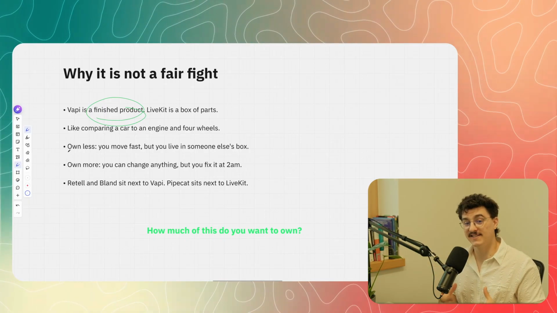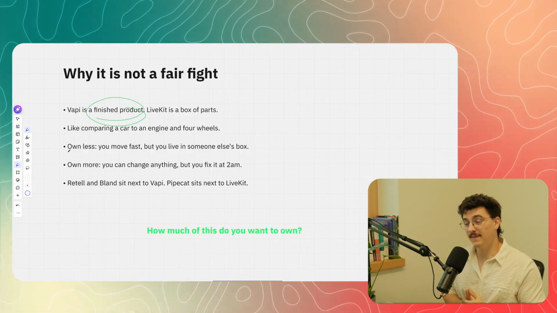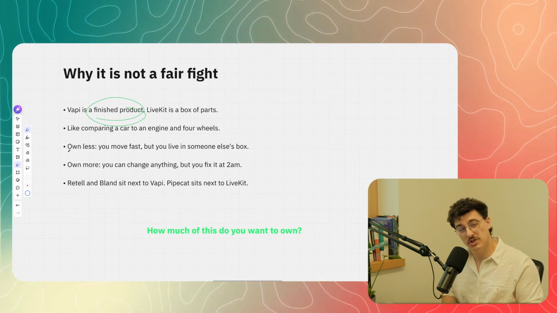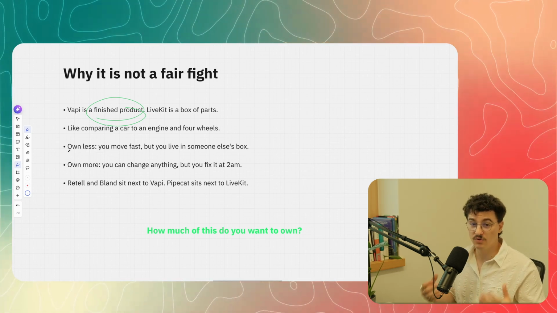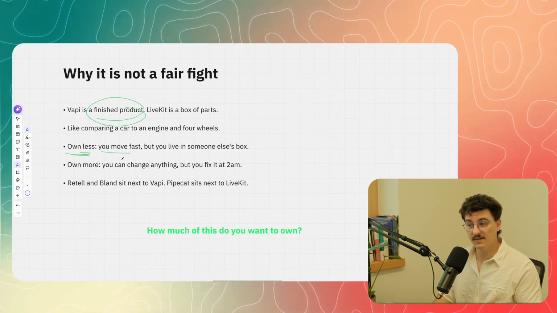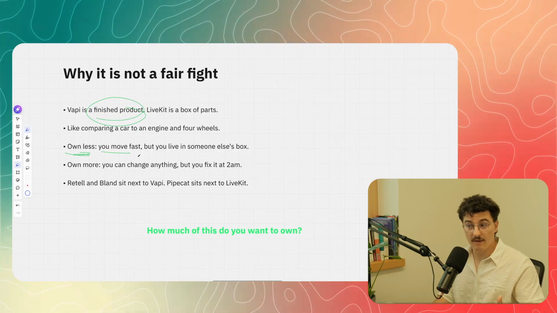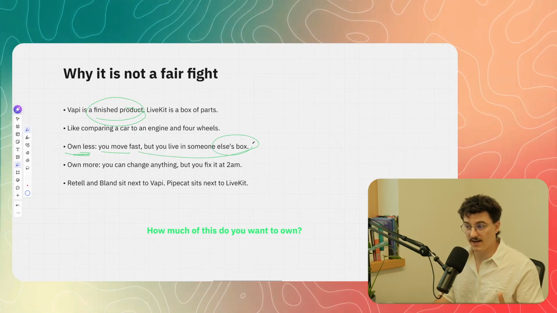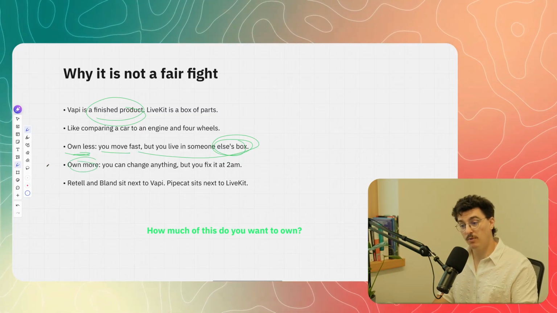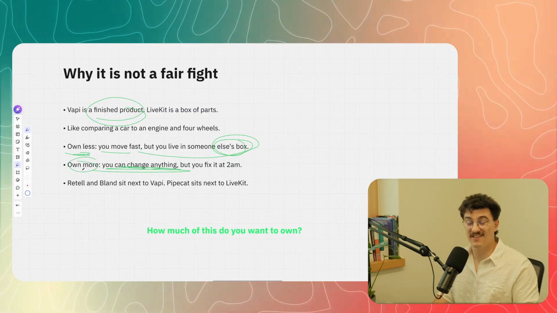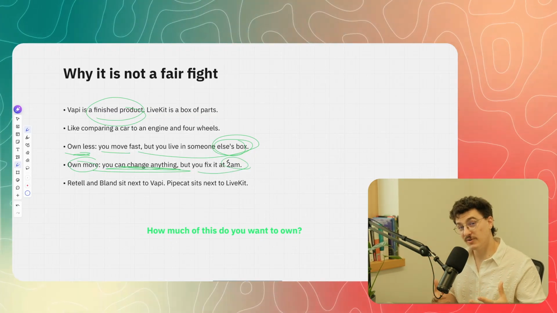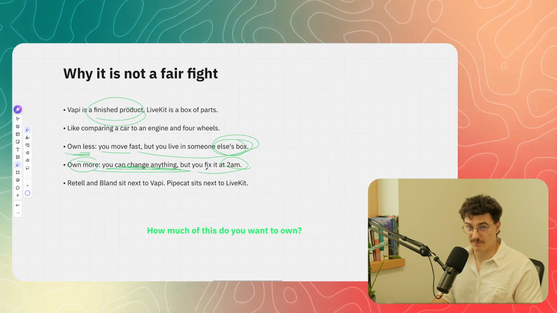And therefore the question is not which is better, but how much of this do you actually want to own and how much of this do you actually want to control. If you want to own less, so you can move fast, you need to choose Vapi, but then you live in someone else's box. You don't have full control. And if you want to own more, you have full flexibility, you can do whatever you want, but you also have to fix it at 2 a.m. when the server goes down.